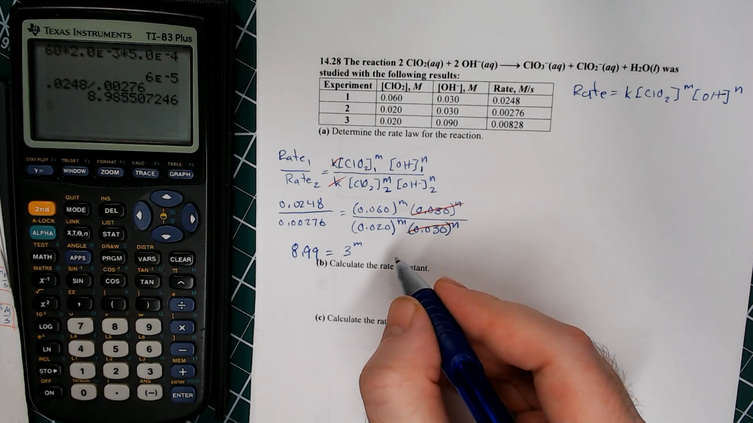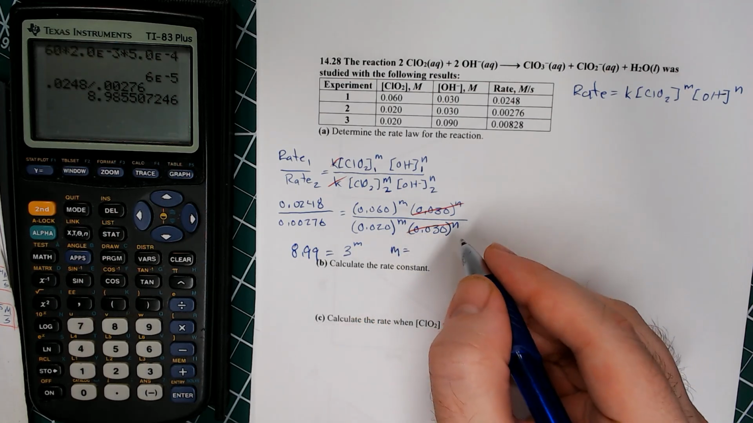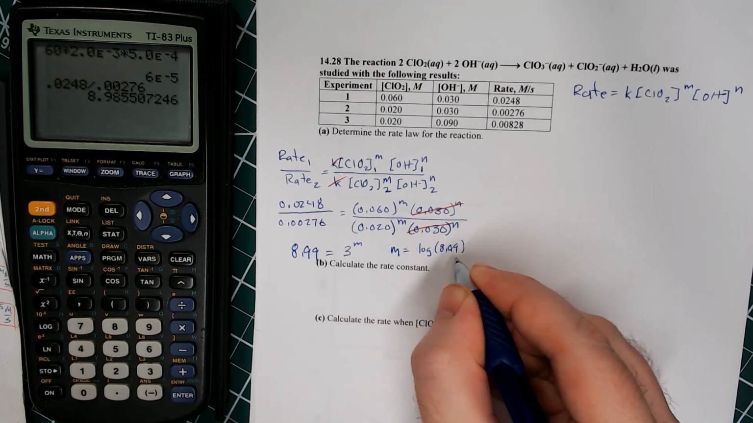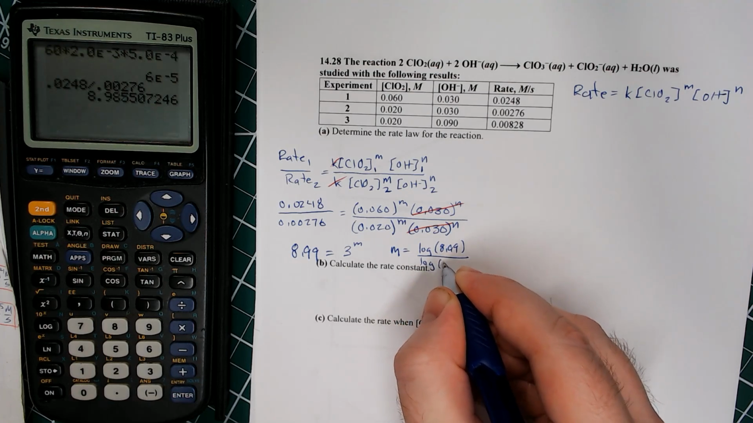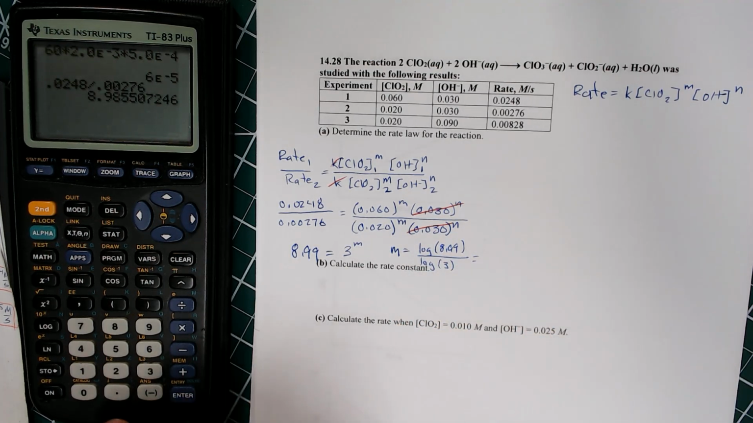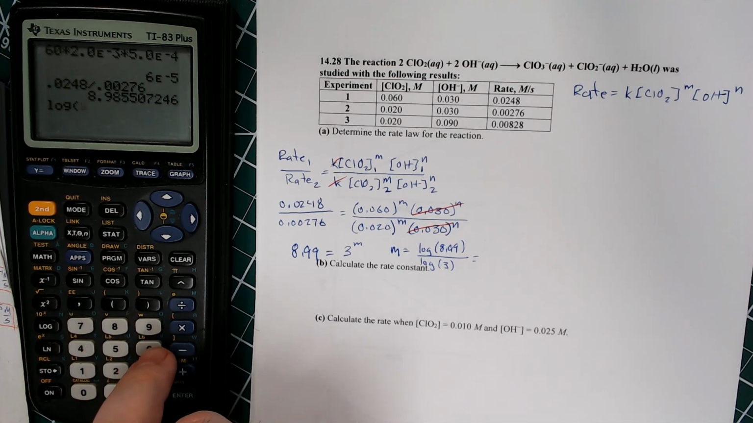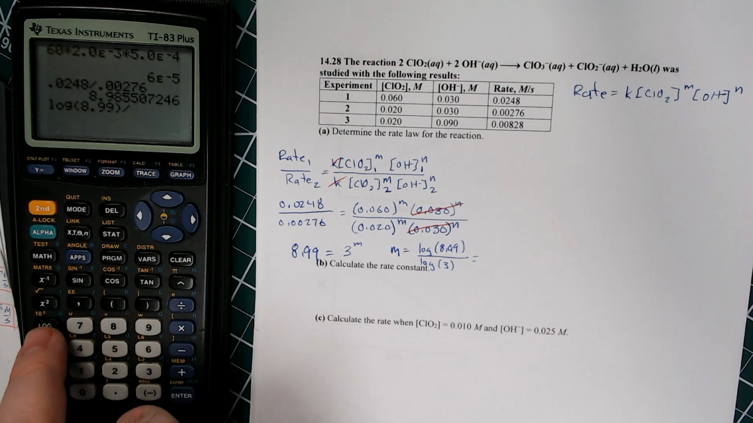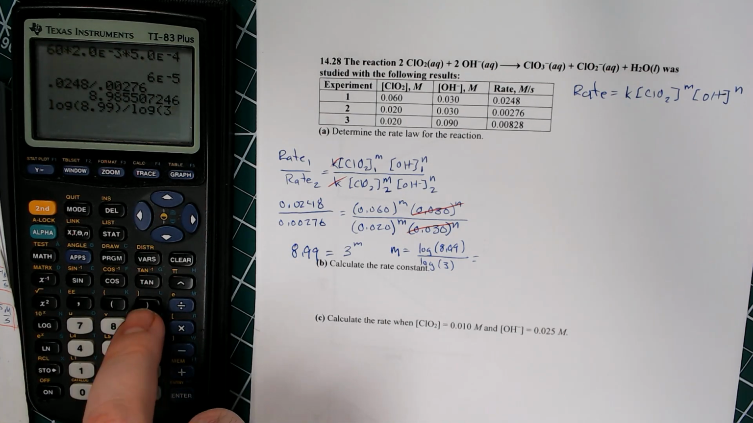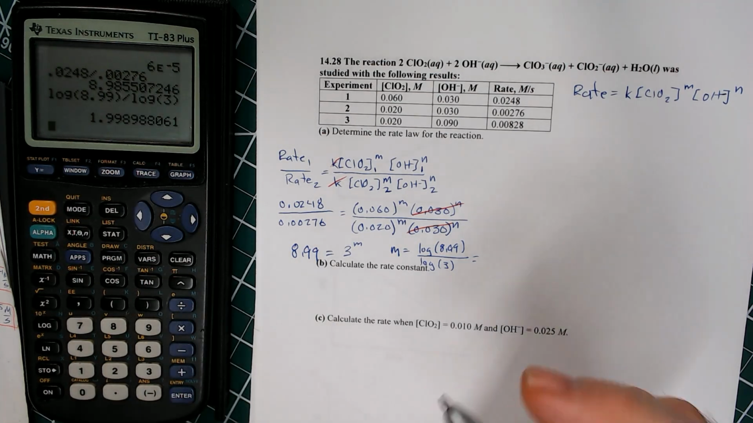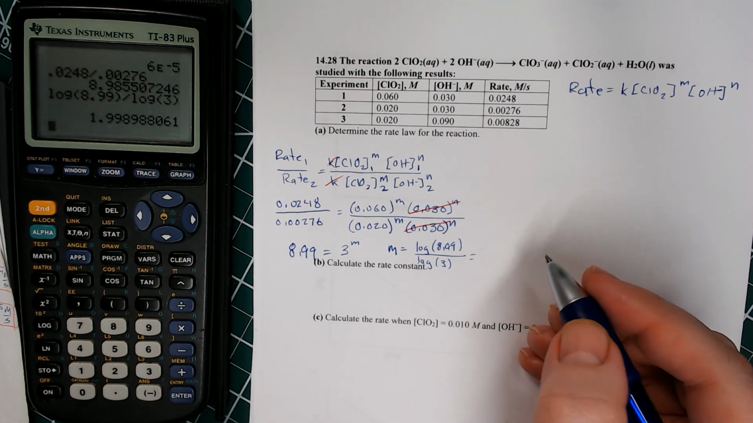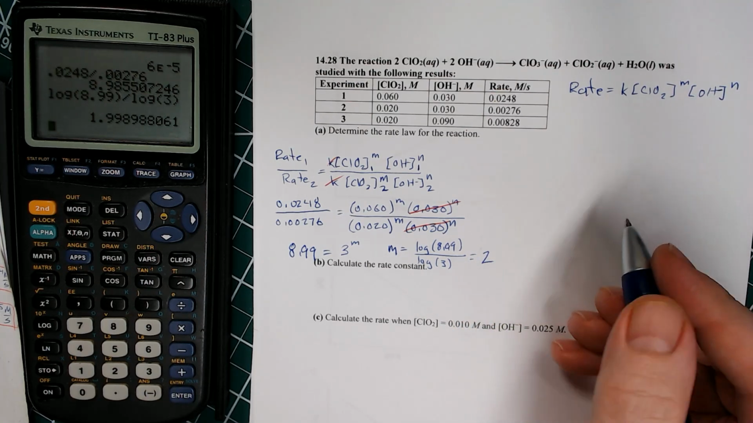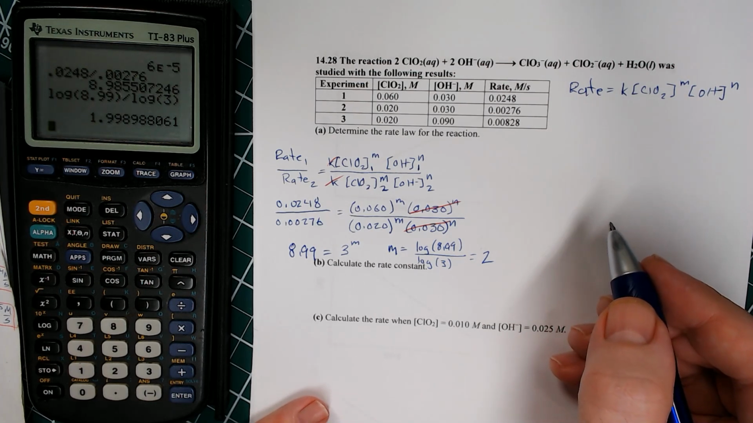But if we do the math, M is going to be equal to the log of 8.99 over the log of 3. So I'll do that calculation. So I'll do log of 8.99 divided by the log of 3. And you'll see the number that we come up with there, 1.999, and I think everybody can agree that that is close enough that we can call that 2. So the value of m is equal to 2.